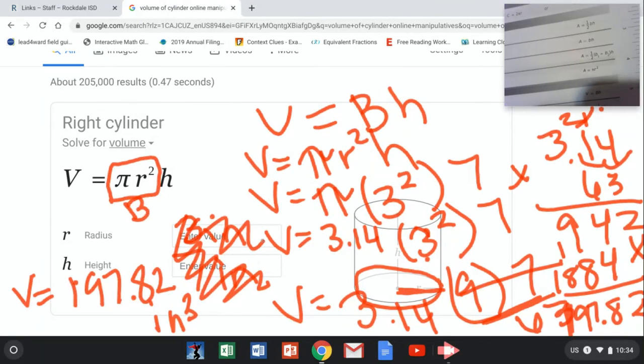I'm going to move those out. So inches cubed, because, and that's a little 3 because we did it in inches, and when you find volume, it's going to be cubed, okay? So I'm going to clear this.